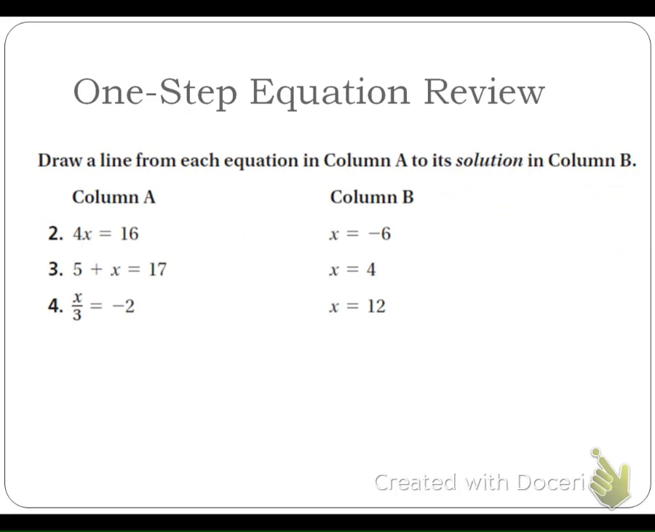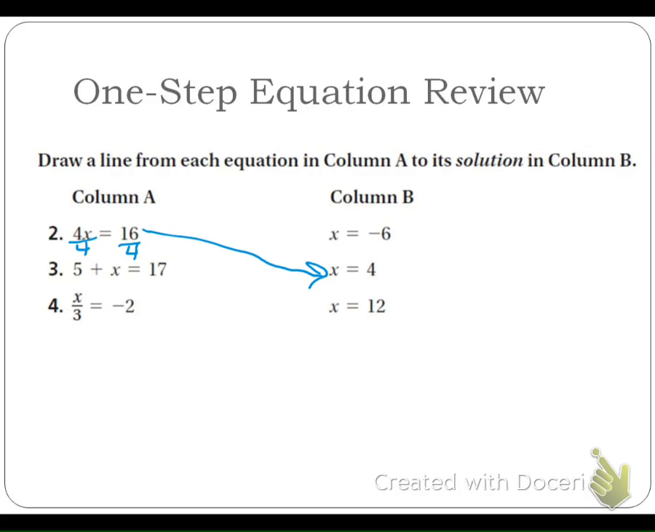Let's review one-step equations real quick. Most of the time you can solve one-step equations in your head if you remember what the inverse operation is that you need to apply. In problem 2 you have 4x equals 16. To get x by itself, we notice that there is a 4 beside our x. If it's beside it, what do we have to do? Divide. So that's that coefficient. You would have to divide both sides by 4. 16 divided by 4 is 4. So therefore, x should equal 4.